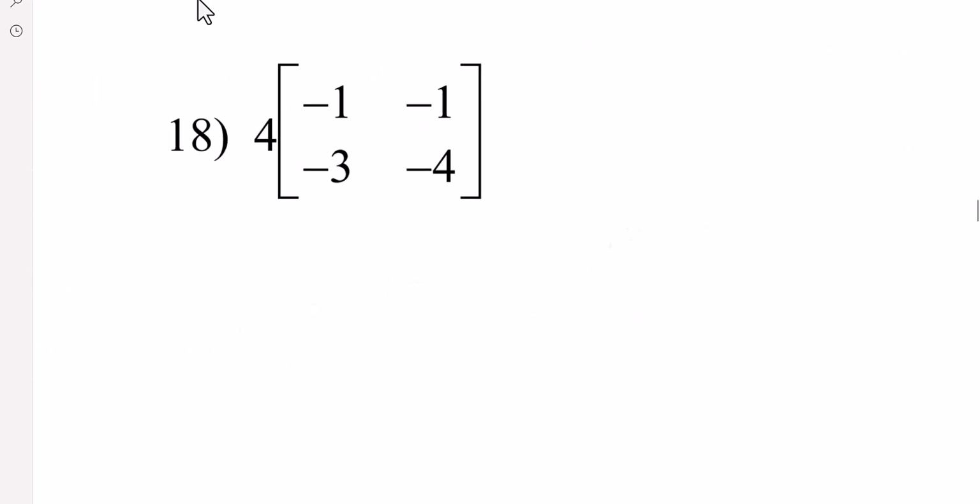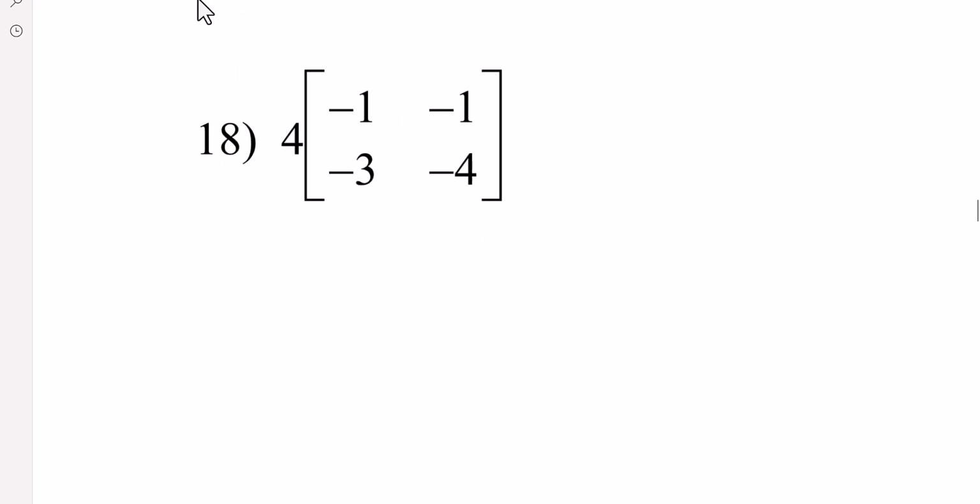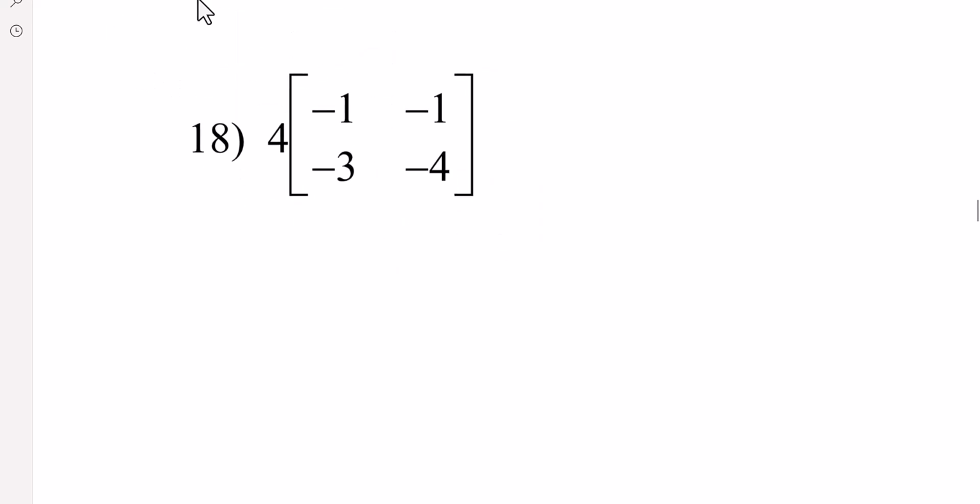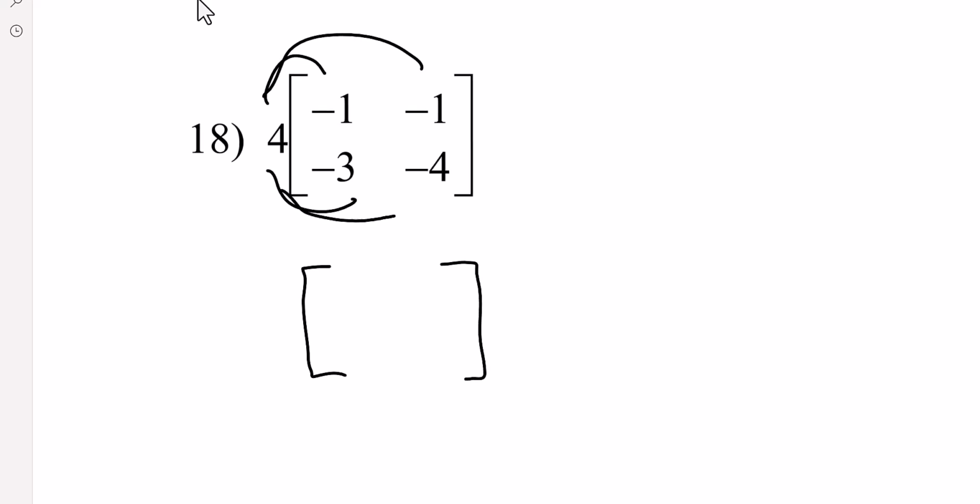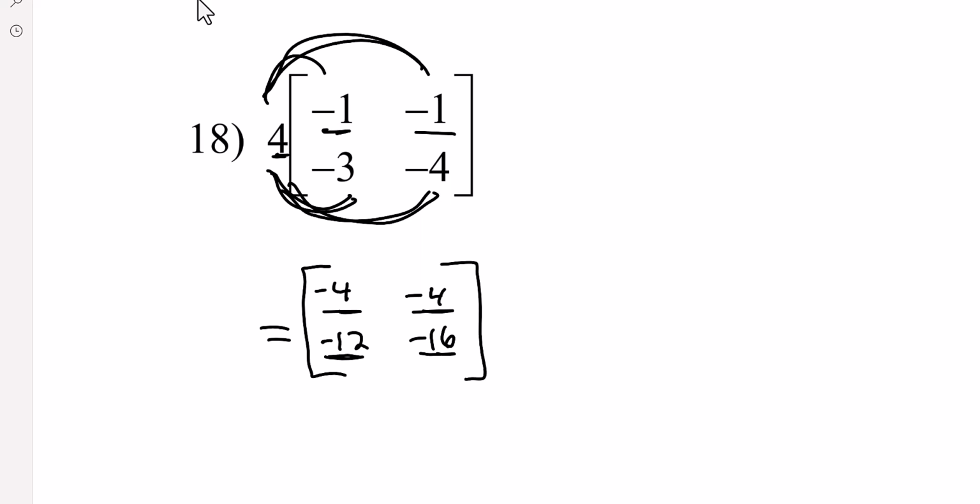Okay, now if you think, wait a second, I can just do this. I don't need to put in that intermediate step. So 4 times negative 1 is negative 4. And then 4 times negative 1 again, negative 4. 4 times negative 3, negative 12. 4 times negative 4, negative 16. And you're done.